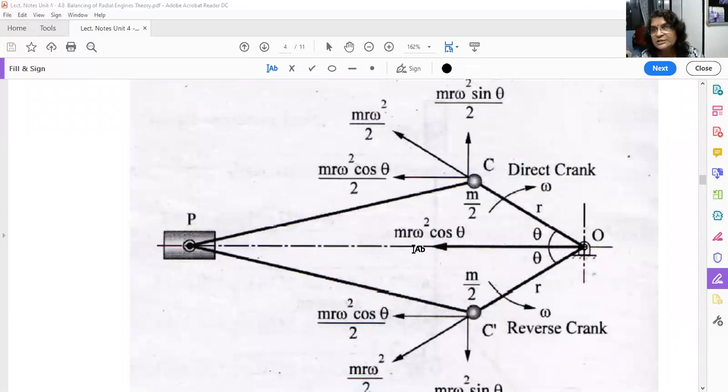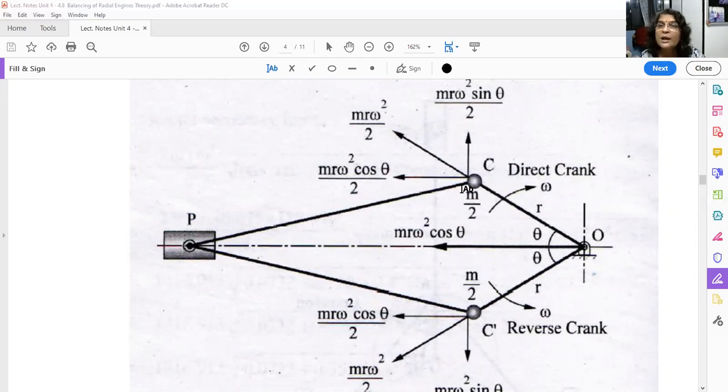You can see the mirror image of this crank and connecting rod. Right now you just consider half part of this engine. This is the actual crank, which is known as the direct crank. This is the actual connecting rod. This crank is rotating in the clockwise direction with speed omega. Length of the crank is r, length of the connecting rod is l. Now let us analyze the forces. The crank at this instant is making angle theta.